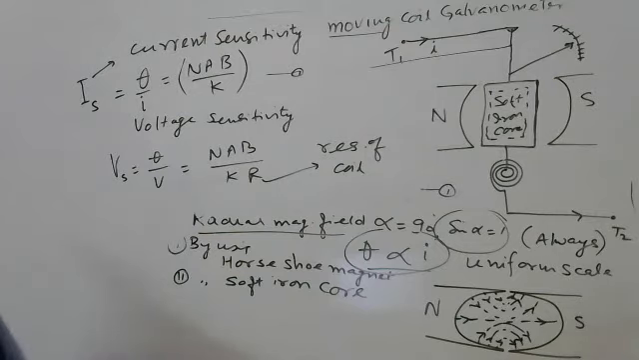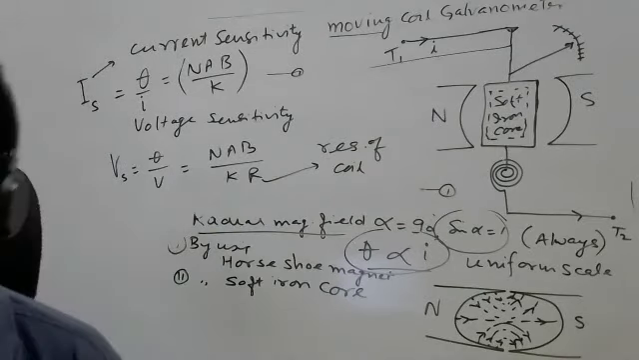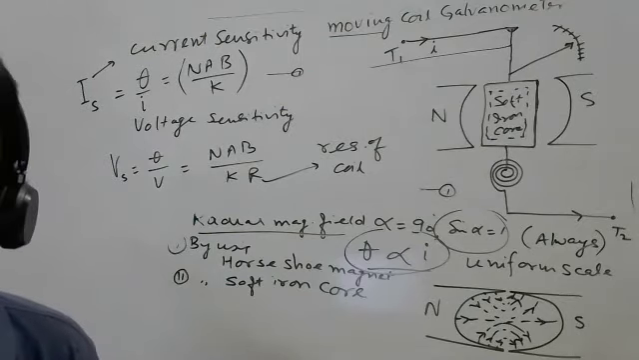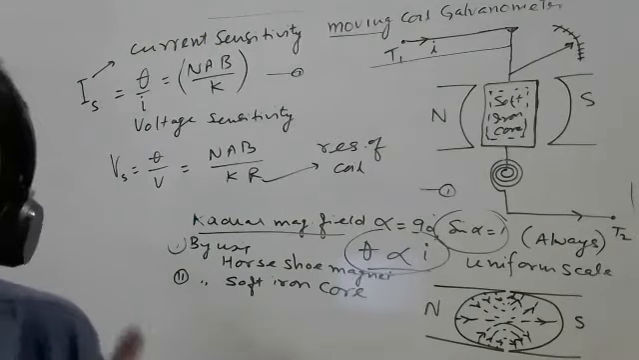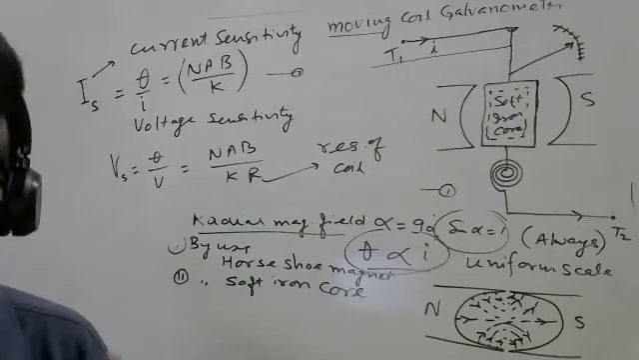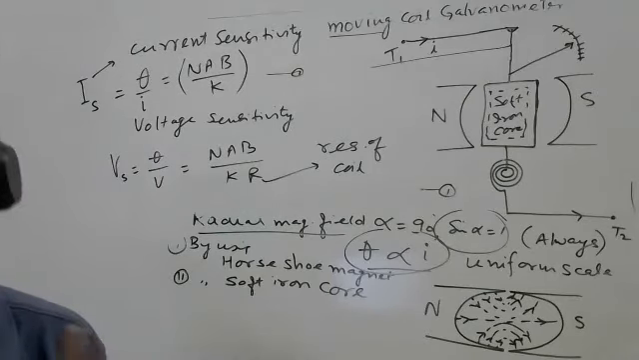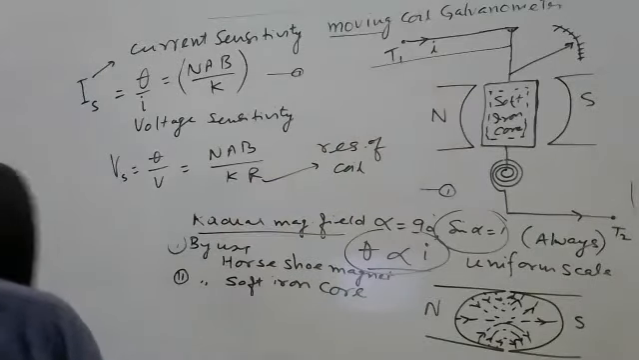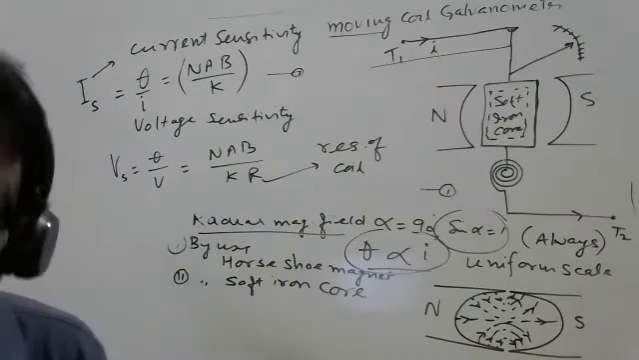Now, very important part here. We can convert this sensitive galvanometer, because it is measuring only microampere current. Suppose we are interested to measure 1 ampere current. How many times? 1 ampere and 10 to the power minus 6 ampere means 10 to the power 6 times. Suppose we are measuring from the same galvanometer 10 ampere current, 10 to the power 7 times, 1 crore times.